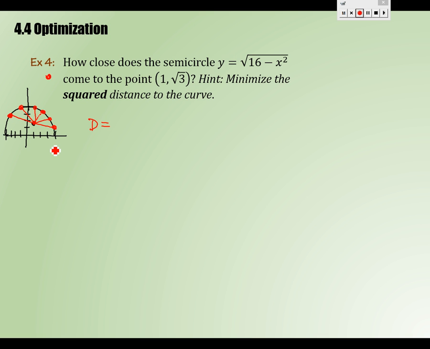So can I come up with a function that just gives me the distance for any point I like along that curve, x equals -4 all the way up to 4? And then I can just consider all those values at once and think which one gives me the lowest.